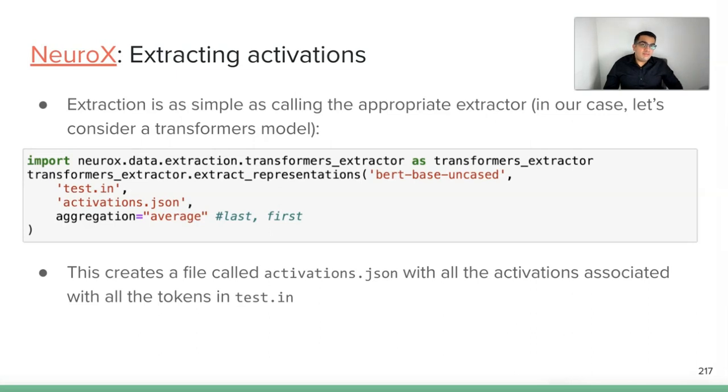We also pass in the input text as well as where we would like to save the final activations. Take a look at the API documentation for all the options provided by this function, including various kinds of aggregation over subwords, various output file types other than JSON, and so on. Once this function finishes running, the neuron activations will be saved inside activations.json.